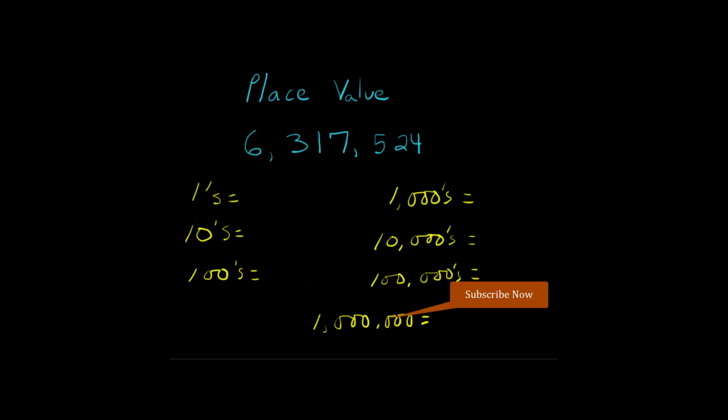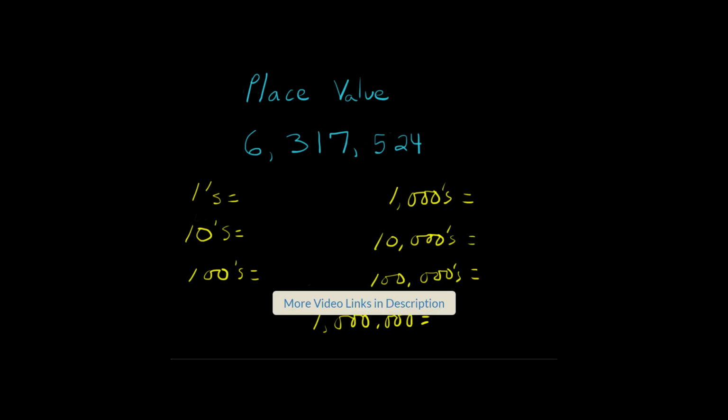So we have a number in blue here, 6,317,524. Those are all whole numbers. Notice there's no decimal or decimal place values. And down below in yellow, I've also indicated each of the place values with numbers rather than words. So the ones, for example, you could write out the word one, O-N-E, but I'm just going to represent it with the number and the apostrophe S, and I'll show you why in a second. And then we have the tens, hundreds, thousands, 10,000s, 100,000s, and even up into millions.